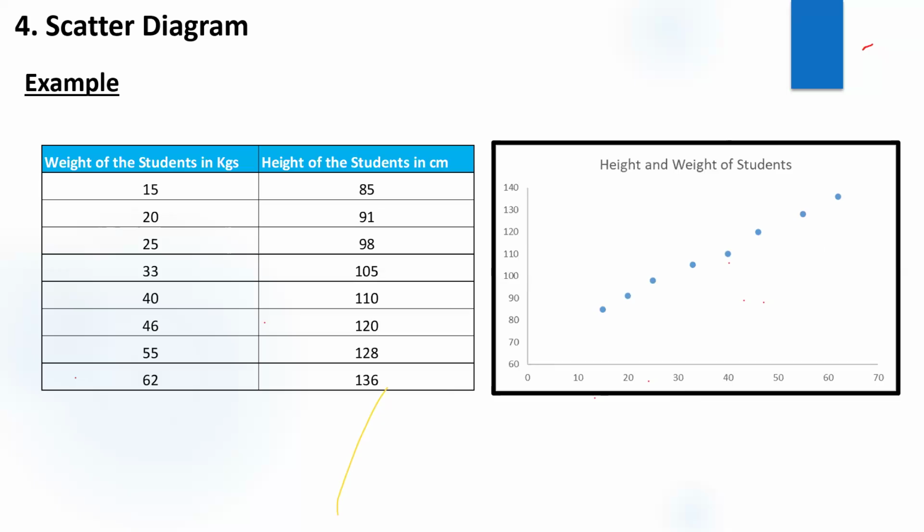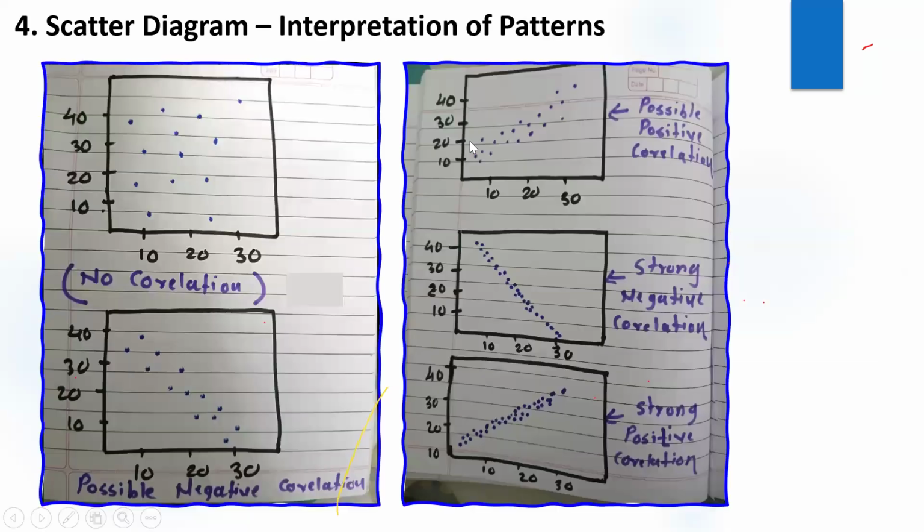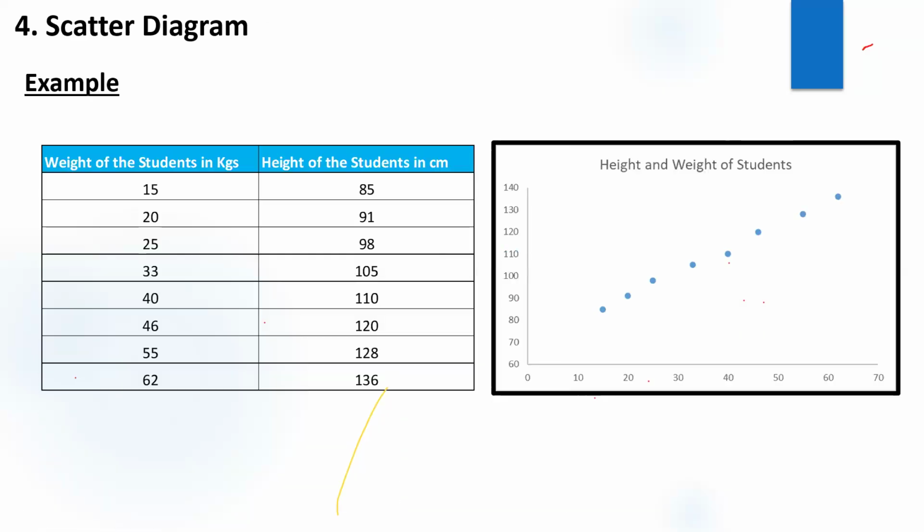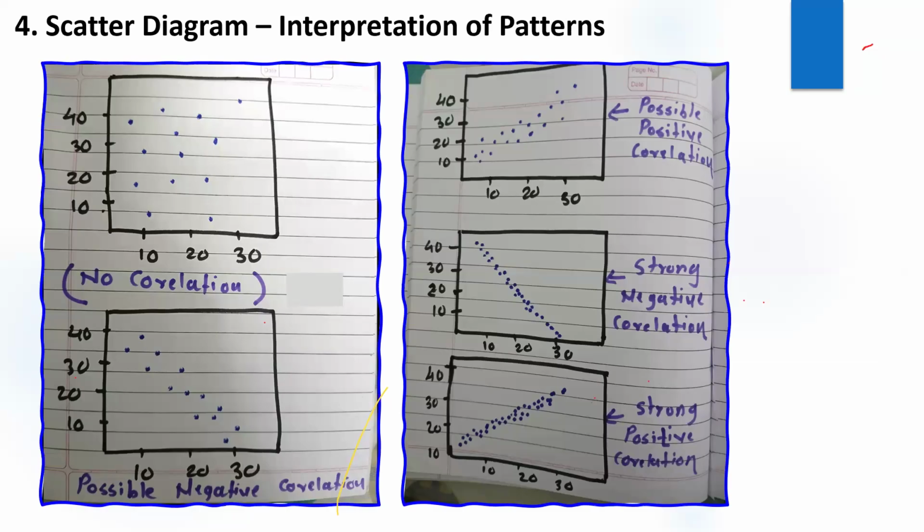Here the R value was 0.98. Now what does it mean? We will discuss. Before that, I would like to introduce some of the patterns of scatter diagram. For example, these are the 5 patterns. When the points are distributed like this, it means there is no correlation. These are X and Y, there is no correlation, meaning they are not dependent on each other.